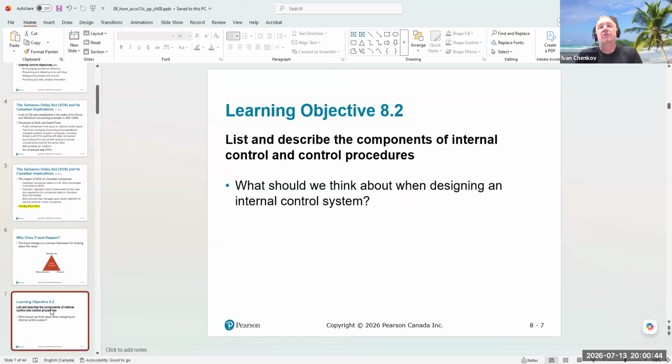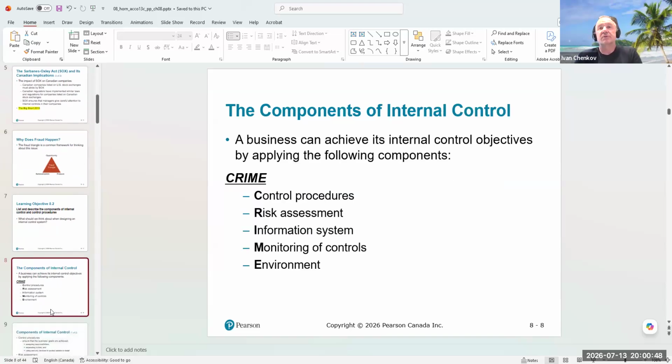So let's go with internal control and the components of internal control and control procedures. The business can achieve internal control objectives in terms of eliminating the opportunity by CRIME, that's the acronym: control procedures, implement control procedures, constantly monitoring and assessing the risk, implement information system, monitoring the control, and change the environment or monitor the environment as well.